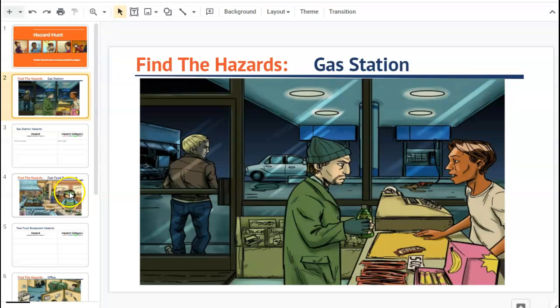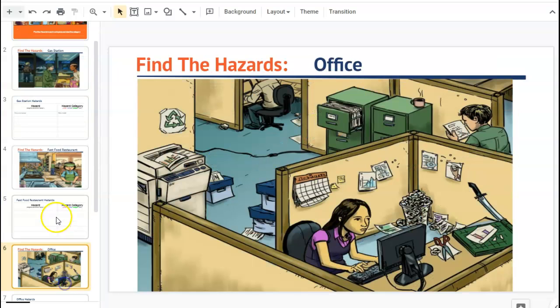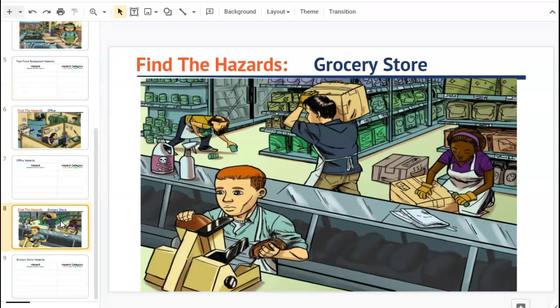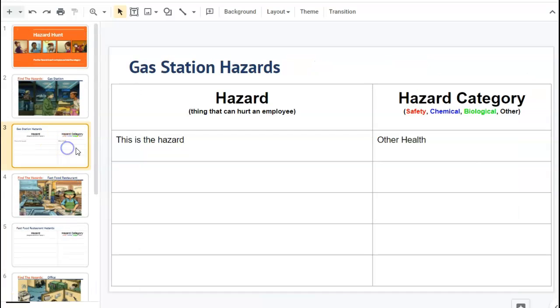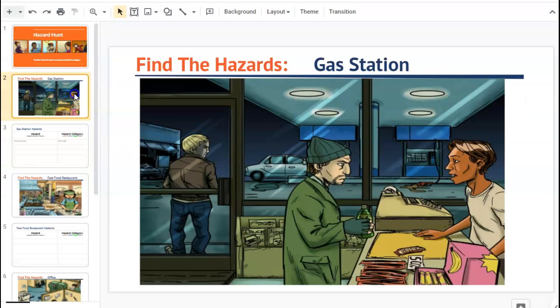There's a gas station, a fast food restaurant, an office, and a grocery store. I would like you to try to find 5 in each and put the category in, but find as many as you can for sure. Some of them are going to be easier than others, absolutely. And then when you're done, turn it in on Schoology.